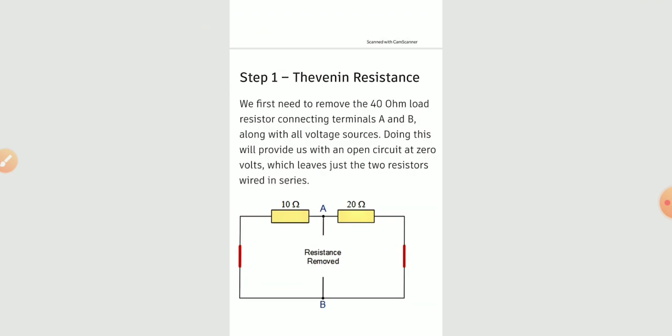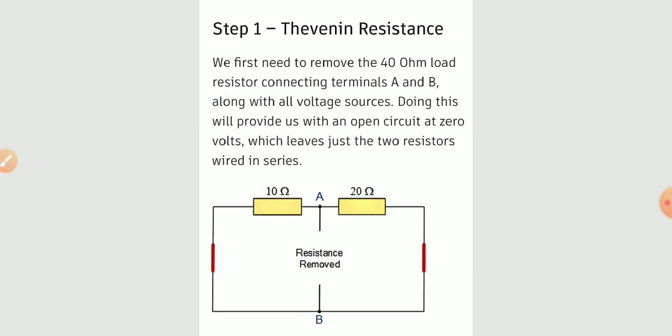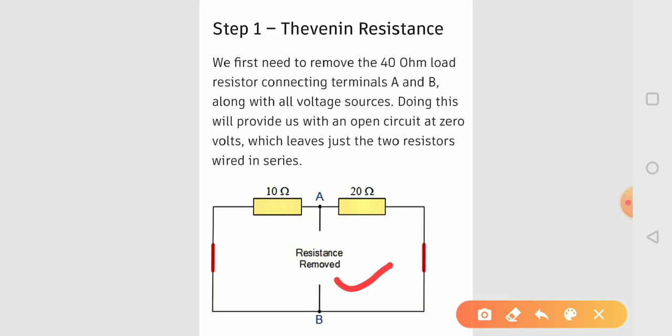We know that the load resistance is connected at terminals A, B. Removing it will give us an open circuit at 0 volt, which leaves just two resistors in series. If we see here, after removing the load resistance, it seems like an open circuit. Then we can see that these two resistors are in series.